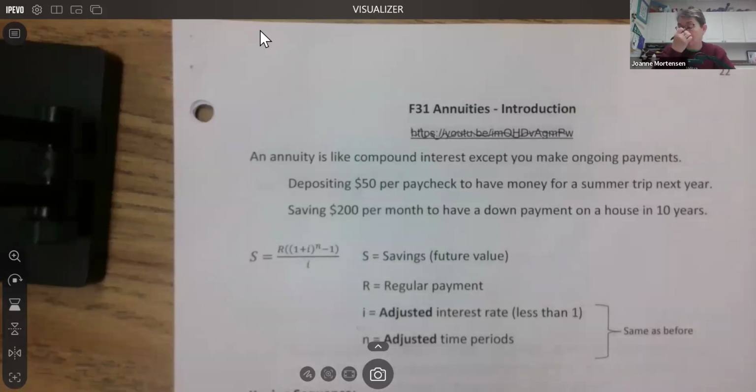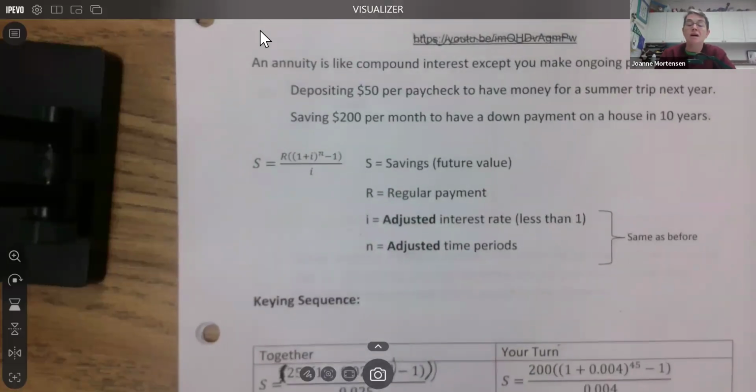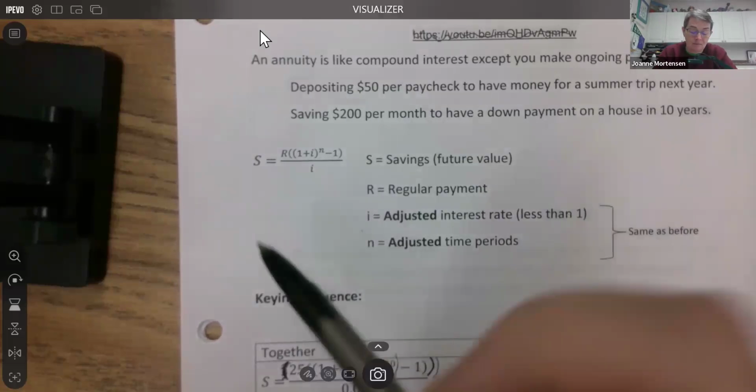Anyway, the key thing here is that it's not like compound interest, where you put the money in, leave it alone, and just earn interest over X number of years. This is every month, every week, every whatever. You're putting money in again and again and again. Way more reasonable. But with this, we also get a brand new formula.